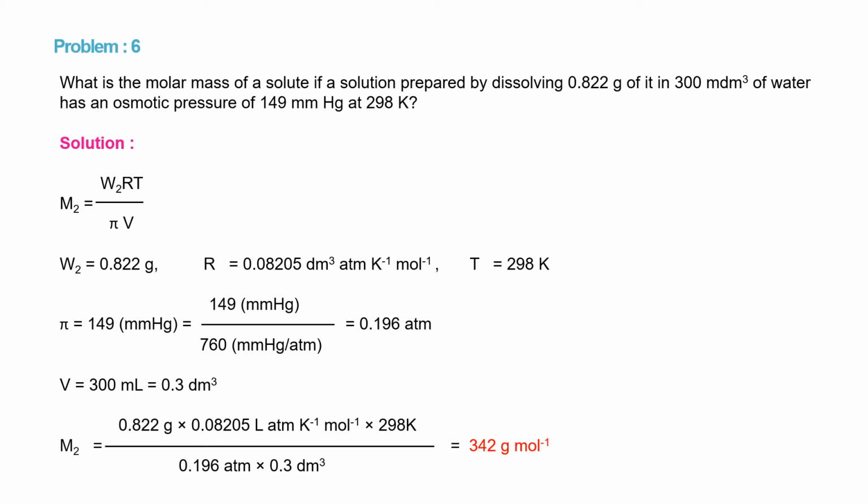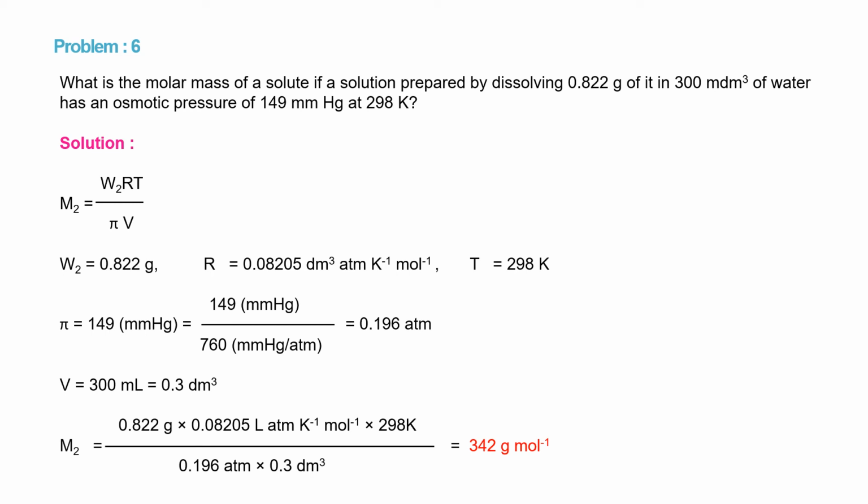So now as you know what is osmotic pressure, so pi is equal to CRT. In place of C you can write n by V. So n is nothing but W2 upon M2. So you have to rearrange that term. And now what is your formula? M2 is equal to W2RT upon pi V.